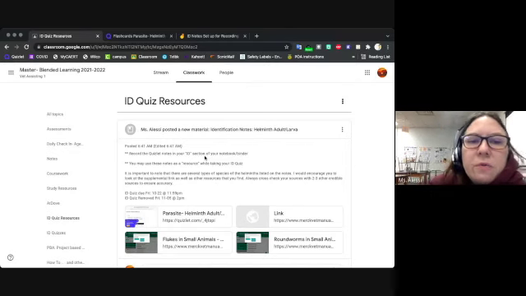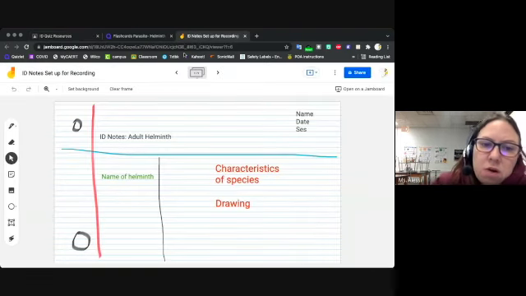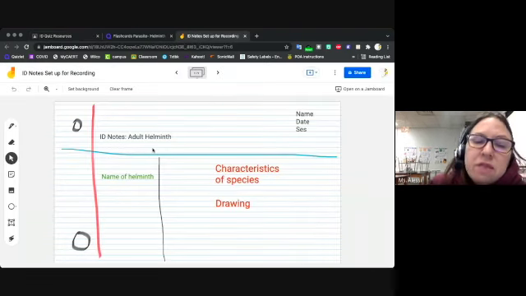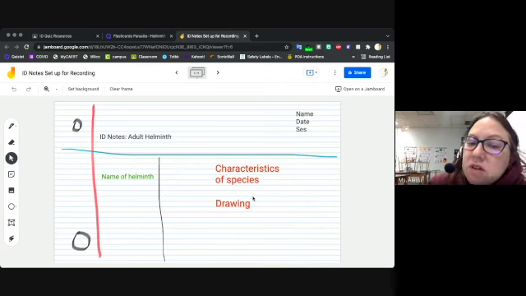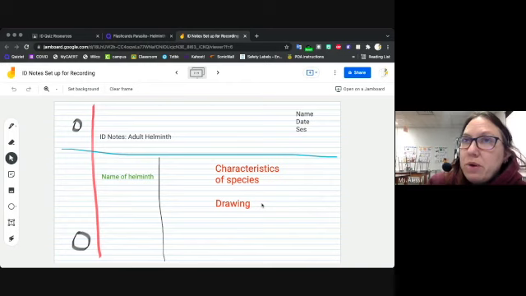All right, so we are going to look at identification notes on helminth adult and larva today. So for my notebook, I've got ID notes, adult helminth. We're going to put the name of the helminth on the left-hand side and then characteristics of the species on the right, as well as a drawing. Hopefully, we can draw at least the tapering of the body, oral cavity, or the caudal end of it. So definitely that drawing is going to help you identify with the shape of the different helminths.